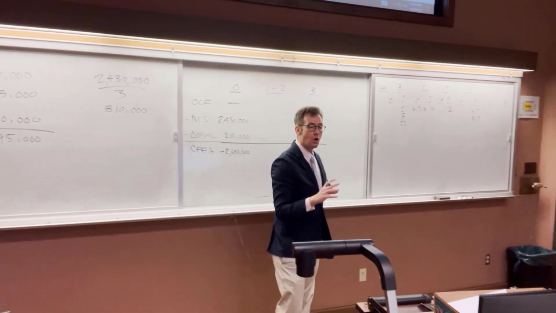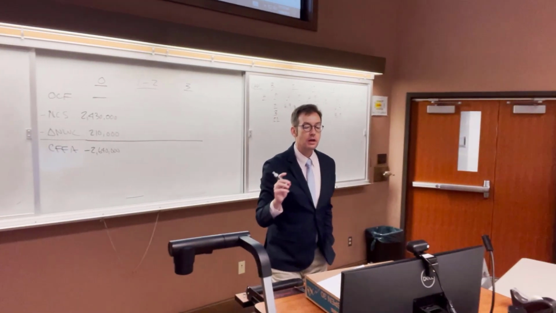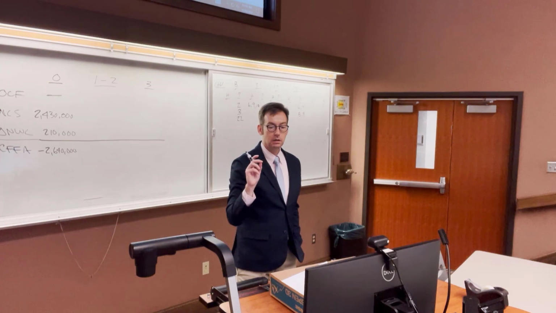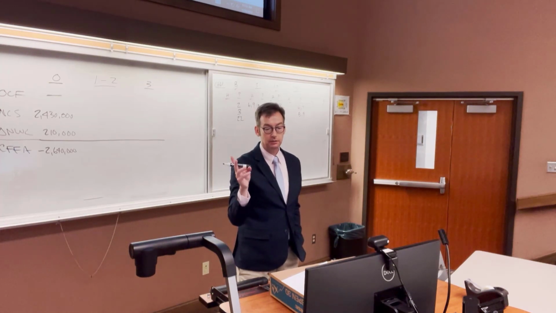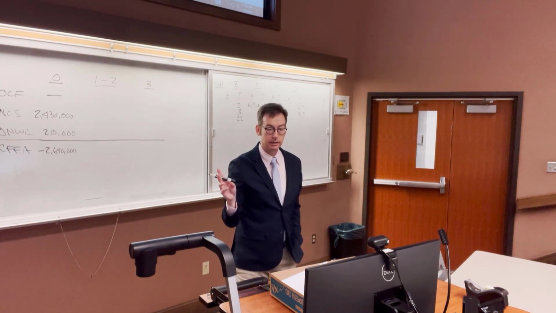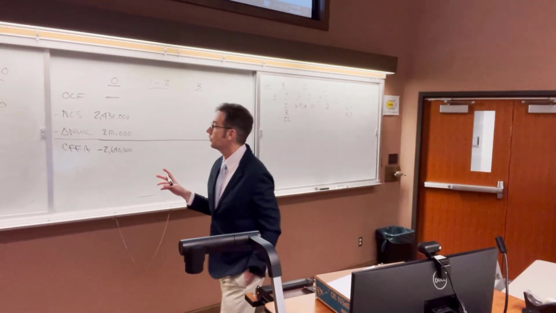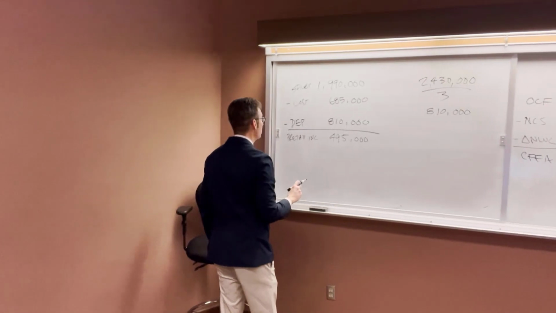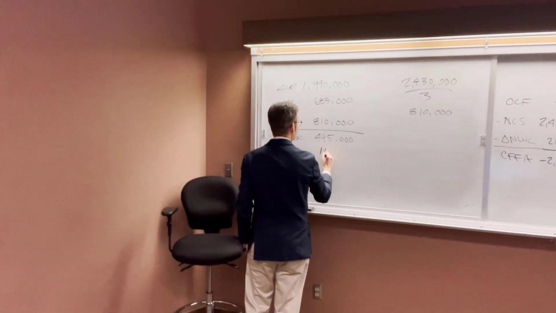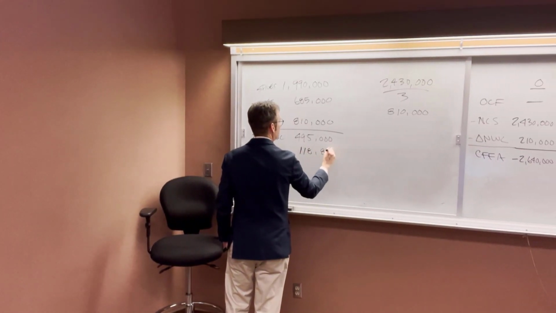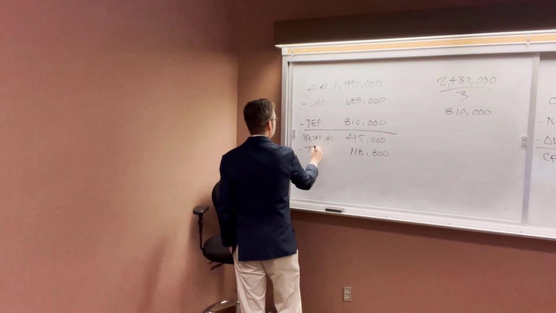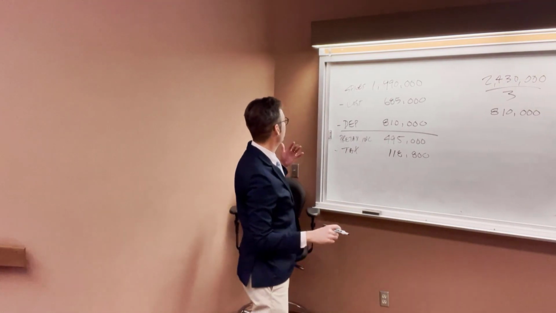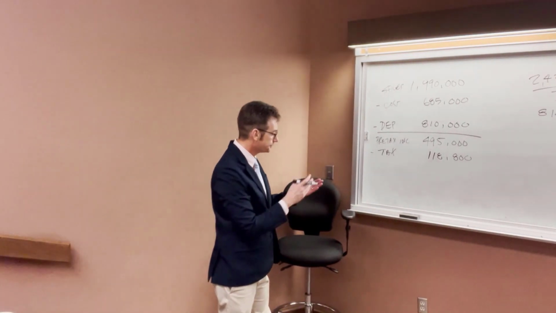Okay, now, what can we calculate now that we know pre-tax income? After tax. Okay, but we actually have to figure out, they tell us the tax rate, 24%, right? So can anyone tell me what 24% of this pre-tax income is? 118,800. Does that sound right?